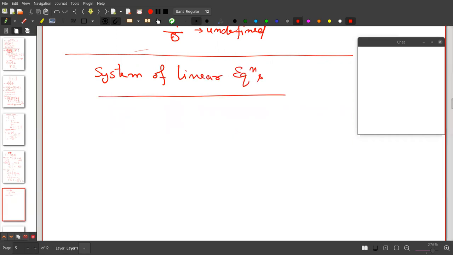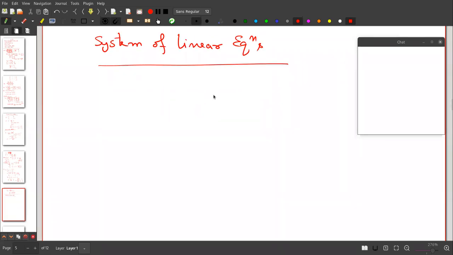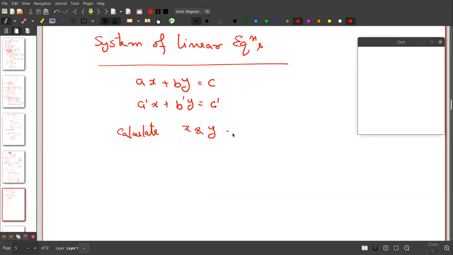System of linear equations. What are the system of linear equations? If I write ax plus by equals c, and a prime x plus b prime y equals c prime, and they say you calculate x and y. Have you encountered this type of calculation somewhere? I'm sure you must have seen this kind of thing.